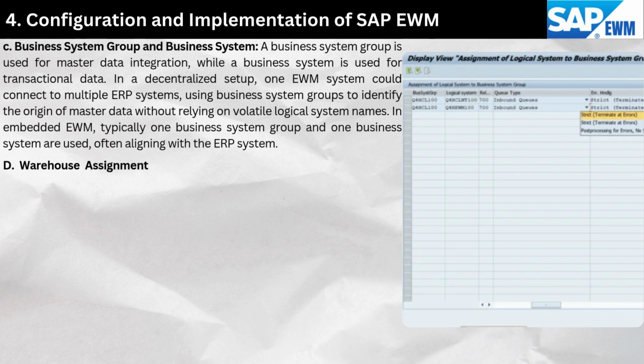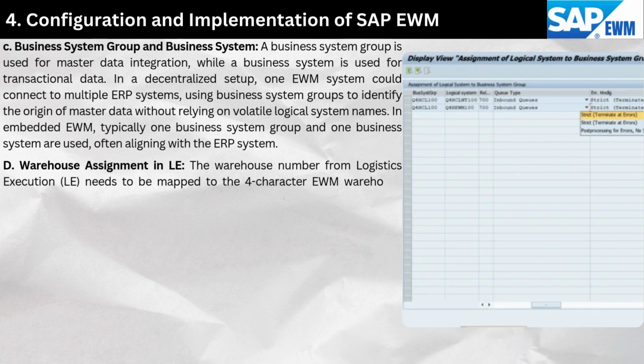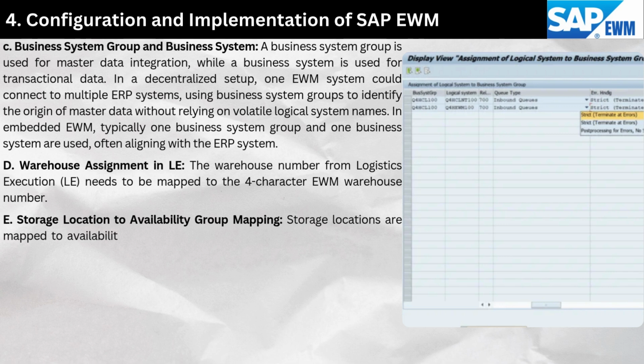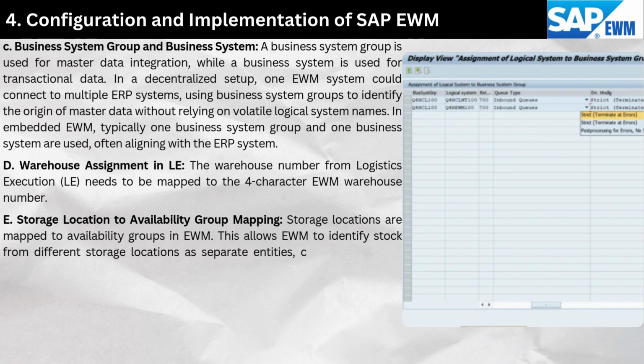Warehouse assignment in LE. The warehouse number from logistics execution, LE, needs to be mapped to the 4-character EWM warehouse number. Storage location to availability group mapping. Storage locations are mapped to availability groups in EWM. This allows EWM to identify stock from different storage locations as separate entities, crucial for distinct inventory tracking.